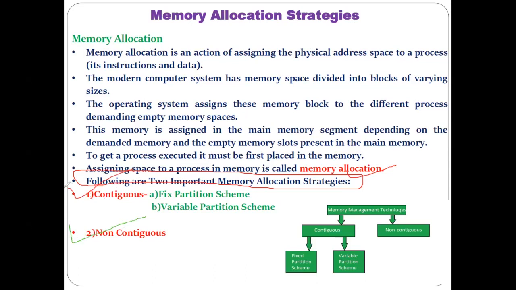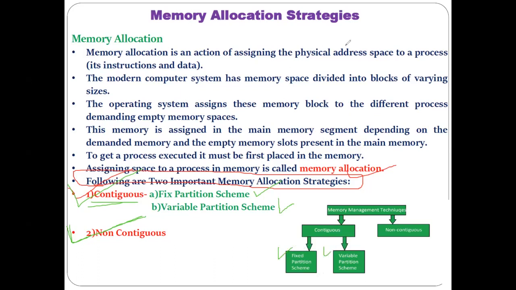So to allocate the memory, two important memory allocation strategies are available. First is contiguous memory allocation, contiguous in the sense of a continuous manner, and second is the non-contiguous allocation strategy, which is the opposite of contiguous, meaning non-continuous. Contiguous memory allocation is again divided into two categories: the fixed partition scheme and the variable partition scheme, as I showed you here also.